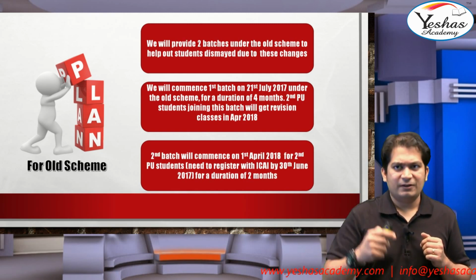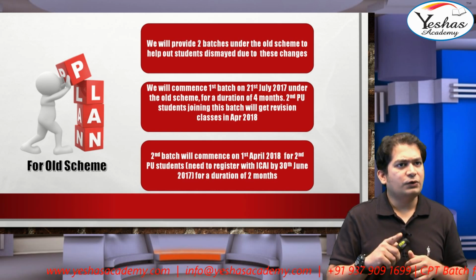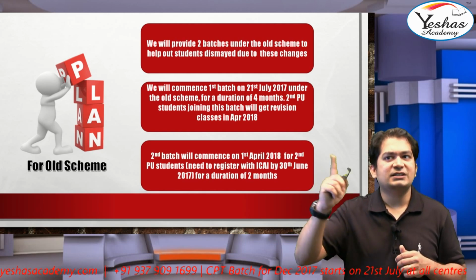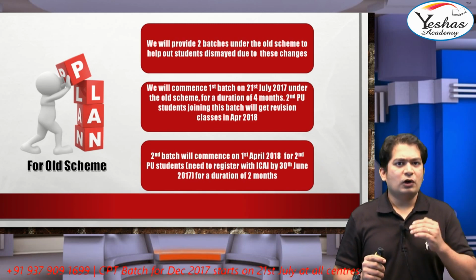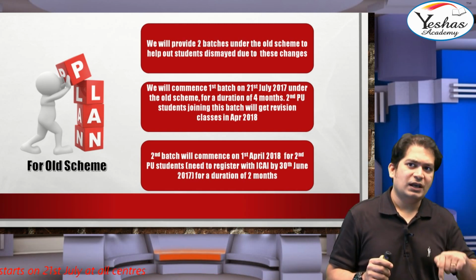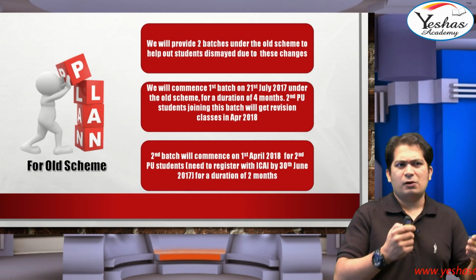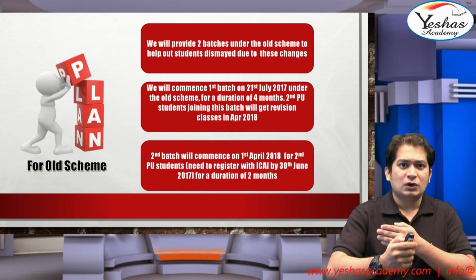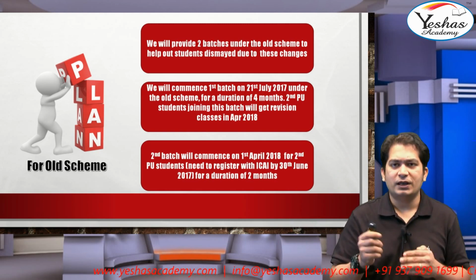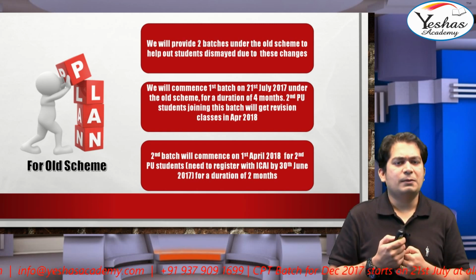Let's look at the timing given on your screen. We'll commence the first batch on 21st July 2017 under the old scheme for a duration of 4 months. Second PU students joining this batch will also get revision classes in April 2018. So for example, if you are going to appear in May 2018, we suggest you start preparing from now on. Don't worry, because you may think the duration is quite long between when you start preparing and when you finally sit for the CA Foundation. We'll be providing you refresher or revision classes in April 2018.